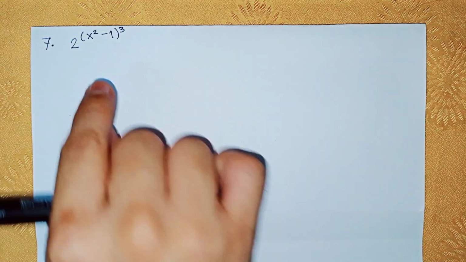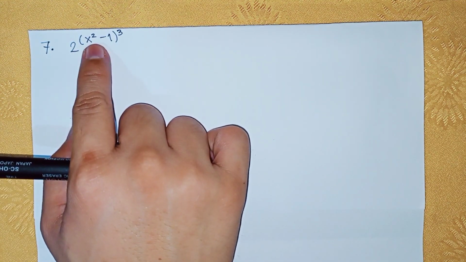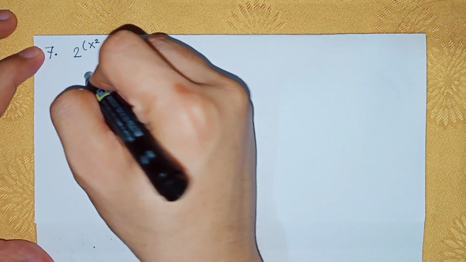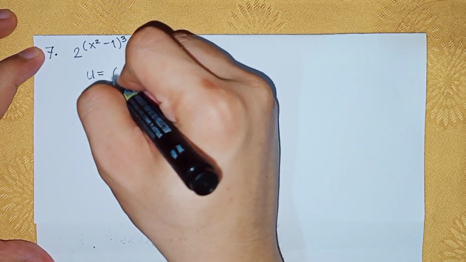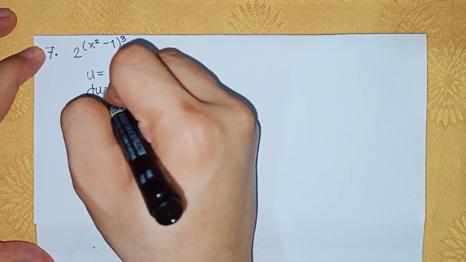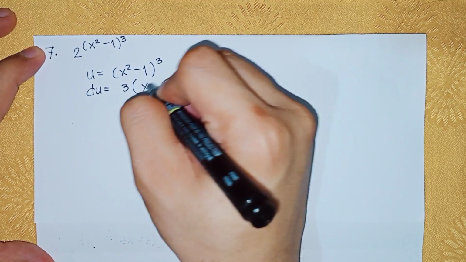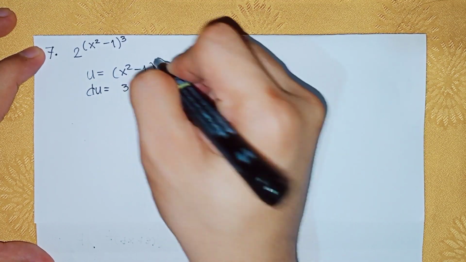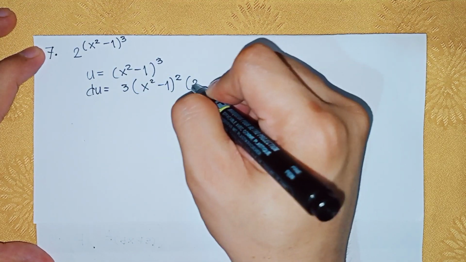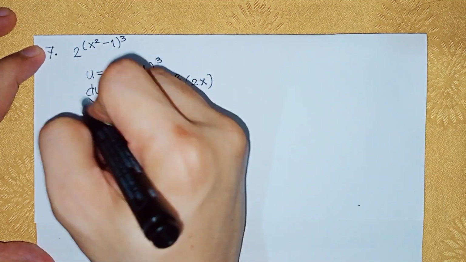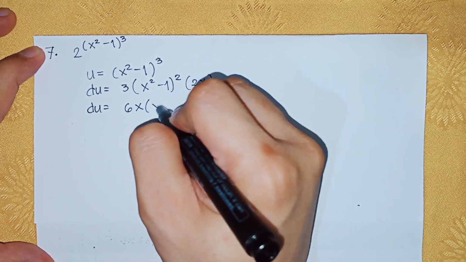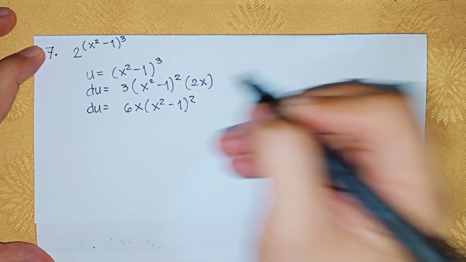Example number 7, hanapin naman natin yung derivative ng 2 raised to (x squared minus 1) raised to 3. So, yung function natin dyan, yung (x squared minus 1) raised to 3. So, ang derivative nyan ay 3 times (x squared minus 1). Babawasan mo ng isa, magiging 2. Tapos yung derivative ng nasa loob na function, which is 2x. So, ang du natin, 6x times (x squared minus 1) squared.